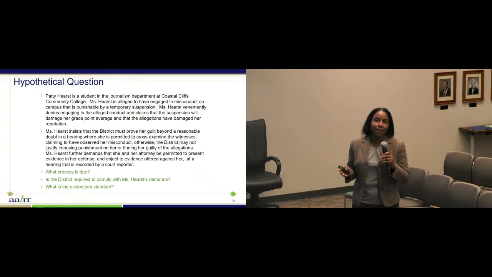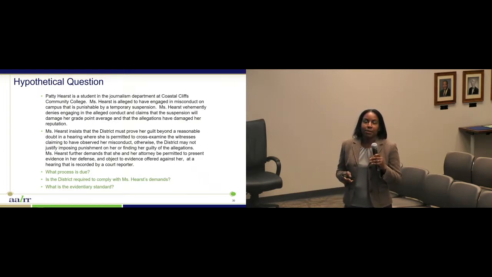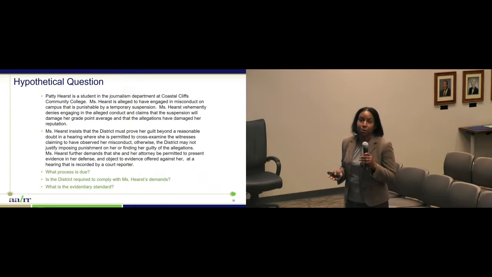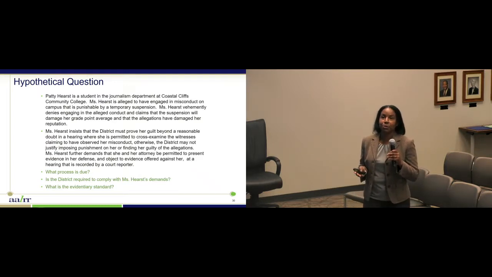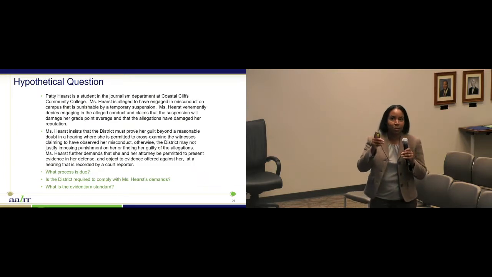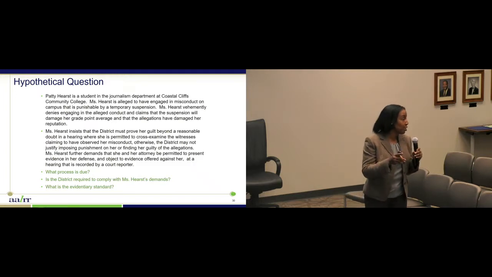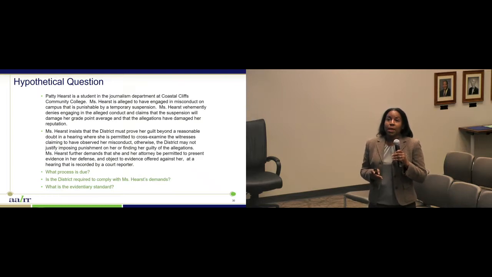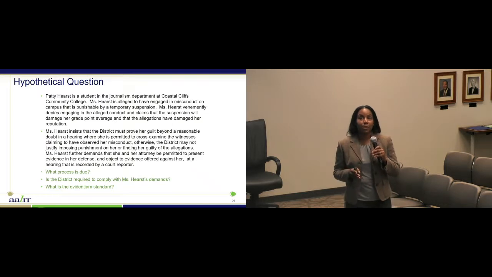All right. So we have Patty Hearst, a journalism student, Coastal Hills Community College. So she denies being engaged in conduct that is considered misconduct on campus, punishable by temporary suspension. She insists that the district must prove her guilt beyond a reasonable doubt. So that's one of the issues we're going to spot. Not only is it Ms. Hearst's standing, what interest she has, but also she's asking for an evidentiary standard, a specific evidentiary standard. And she says, you guys can't punish me unless you prove that I'm guilty beyond a reasonable doubt.